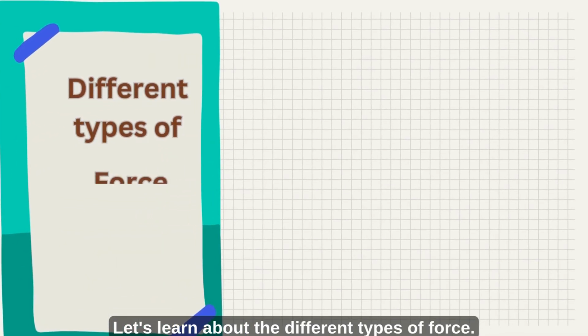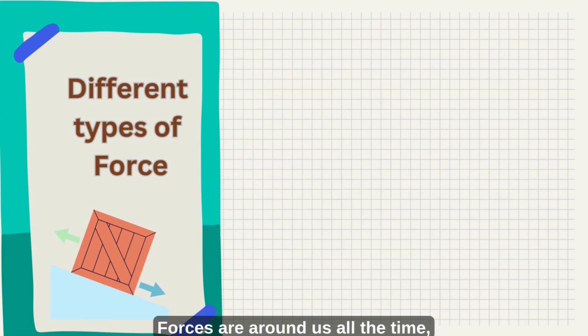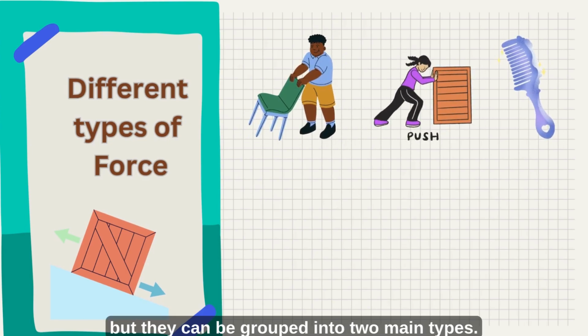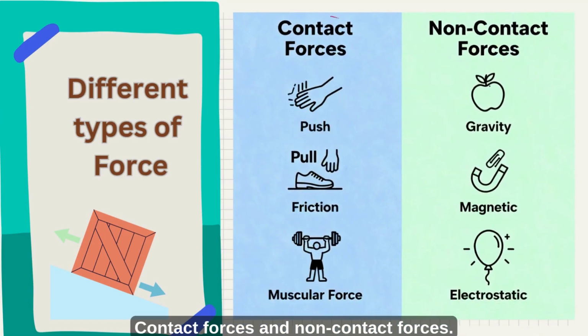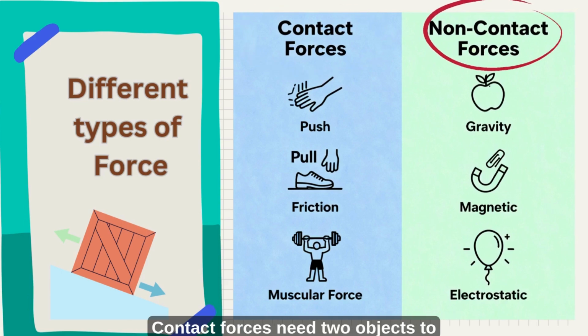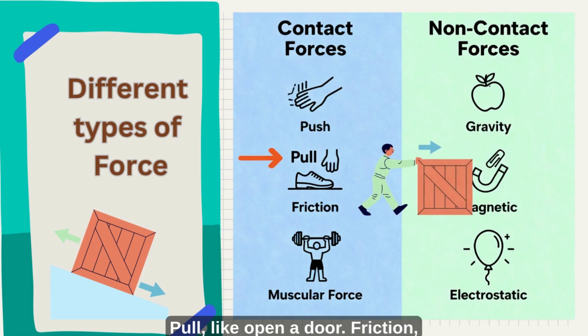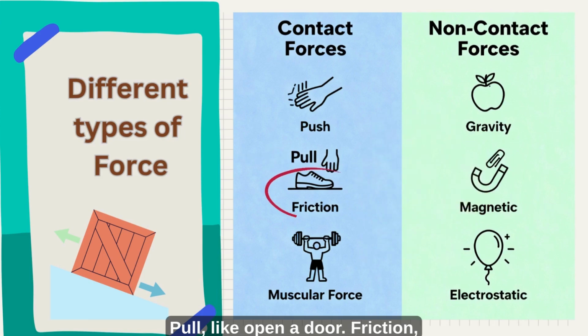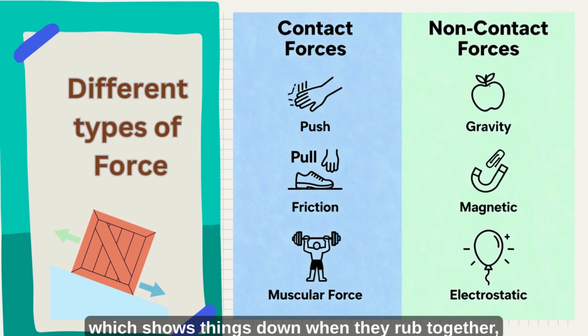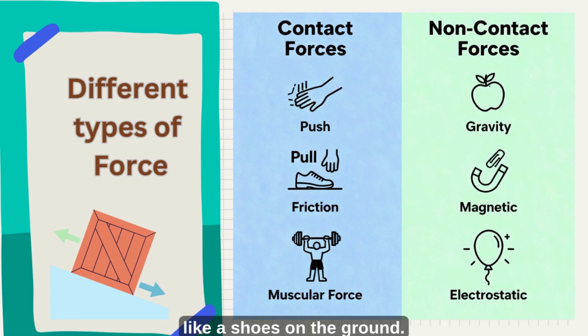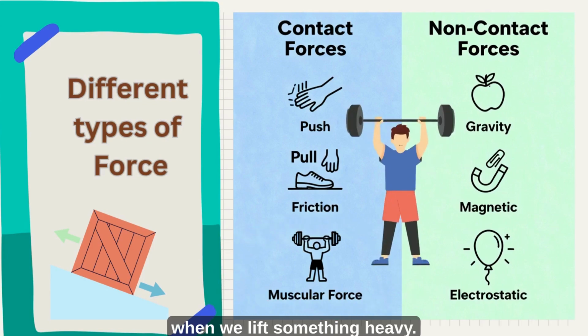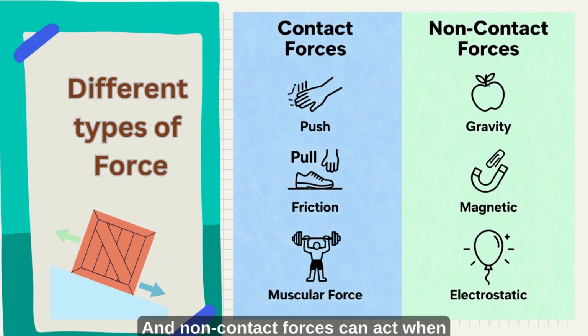Let's learn about the different types of force. Forces are around us all the time, but they can be grouped into two main types, contact forces and non-contact forces. Contact forces need two objects to touch each other to work. This includes push, like when you move a box, pull, like opening a door, friction, which slows things down when they rub together, like shoes on the ground, and muscular force, when we lift something heavy.